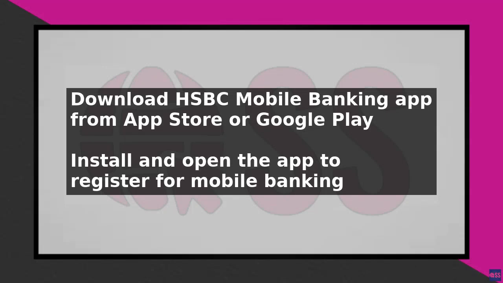To sign up for HSBC UK mobile banking, start by downloading the HSBC mobile banking app from the App Store or Google Play. Once the app is installed, open it and select the option to register for mobile banking. You will then be asked to enter your personal details, including your name, date of birth, and postcode.